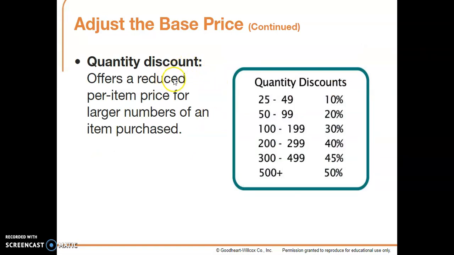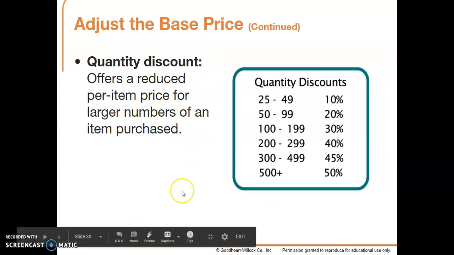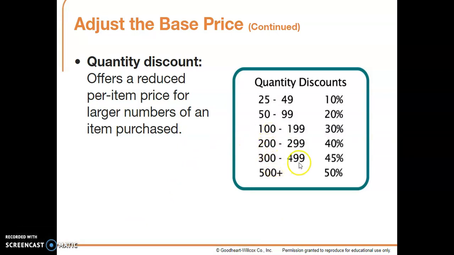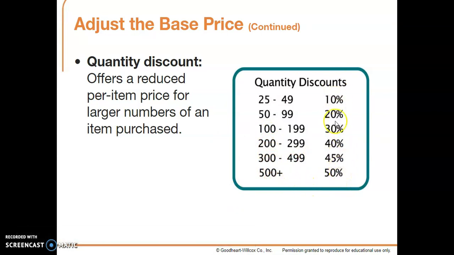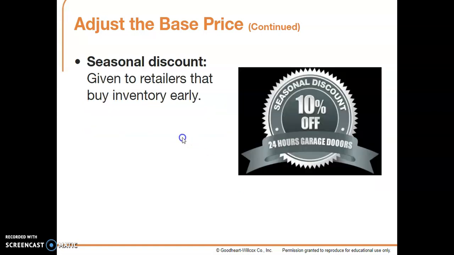A quantity discount is offered as a reduced per-item price for larger numbers of an item. This is also known as economies of scale. So if you buy something in a higher quantity, the discount is typically going to be higher. So you'll be able to purchase units at a cheaper price per unit. You're spending more in total, but you're getting more, so the price per unit is less.